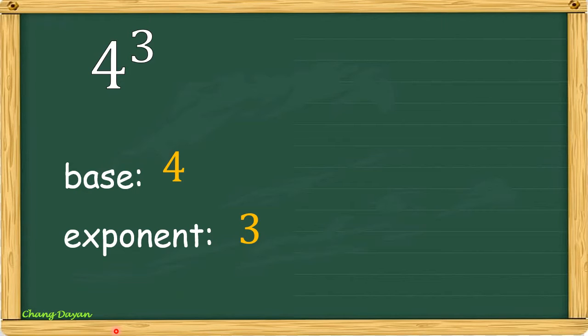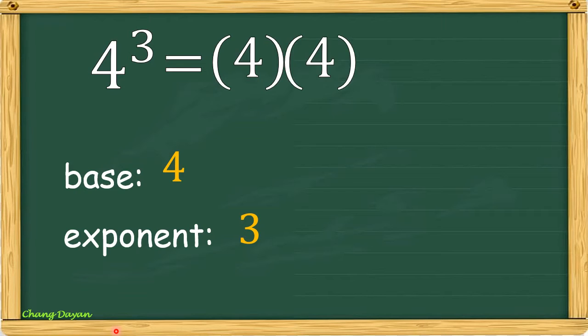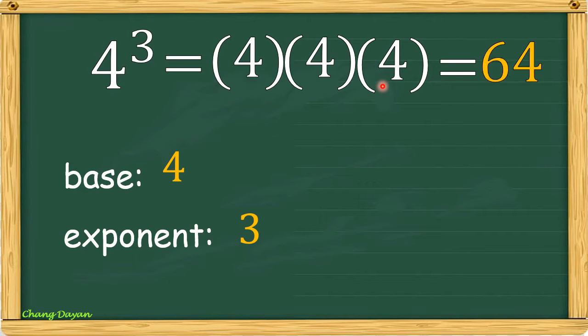Ang exponent ang nagsasabi kung ilang beses gagamitin ng base as multiplier. So, sa given na ito, 4 raised to third, it is equal to 4 times 4 times 4. And let us evaluate. 4 times 4 is 16, multiplied by 4, the answer is 64. Ibig sabihin, 4 raised to the third power is equal to 64.